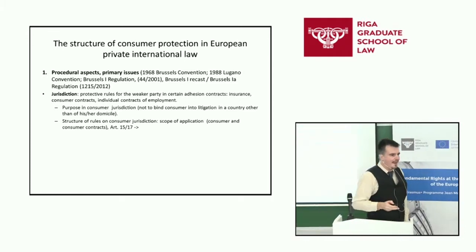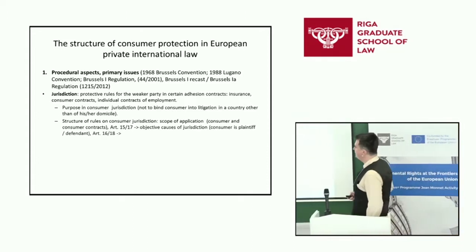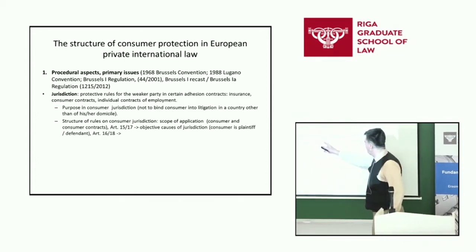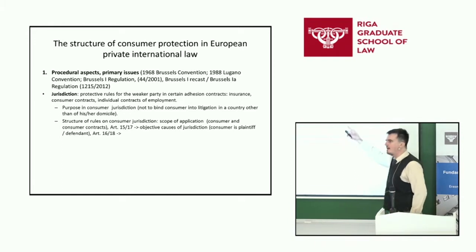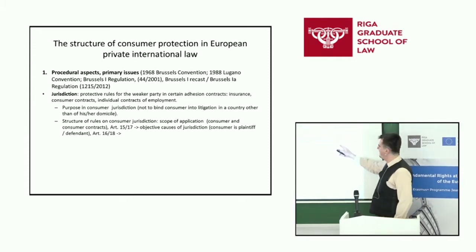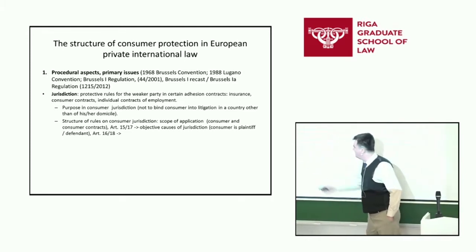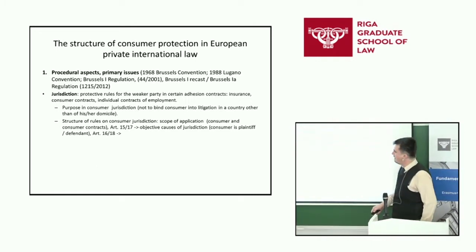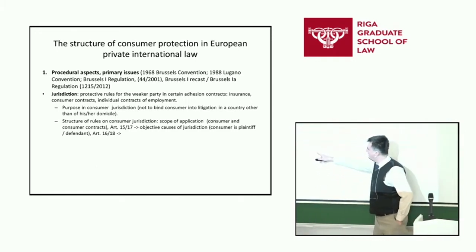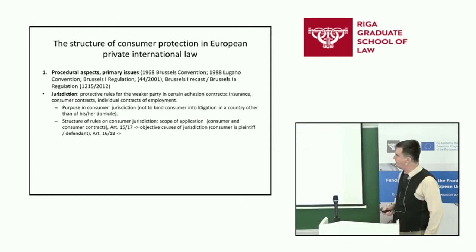If that step is passed, so you actually looked at whether or not this is a consumer case, then you have the objective causes of jurisdiction, not to lead the consumer out of the jurisdiction of its own domicile. And then the rule is phrased in a way that first it takes the case when the consumer is a plaintiff, and then what is the cause of jurisdiction if the consumer is being sued. These are Article 16 and Article 18: 16 in the old version of Brussels I, and 18 in the last version.